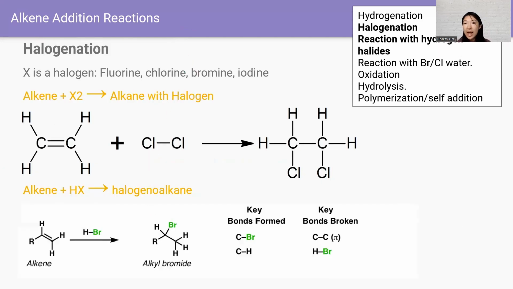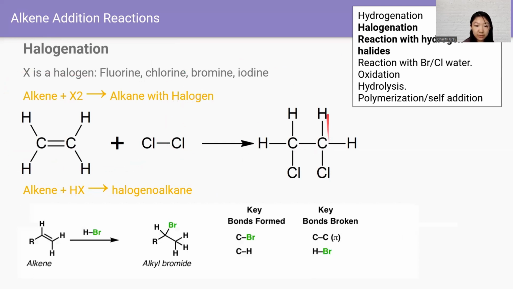Next, we're going to look at halogenation and reaction with hydrogen halides, right? So we're just going to use X. X is not an element on the periodic table. We're just going to make it a halogen, so it's like a variable. It could be any of the following halogens: fluorine, chlorine, bromine, iodine. Let's take a look at halogenation first.